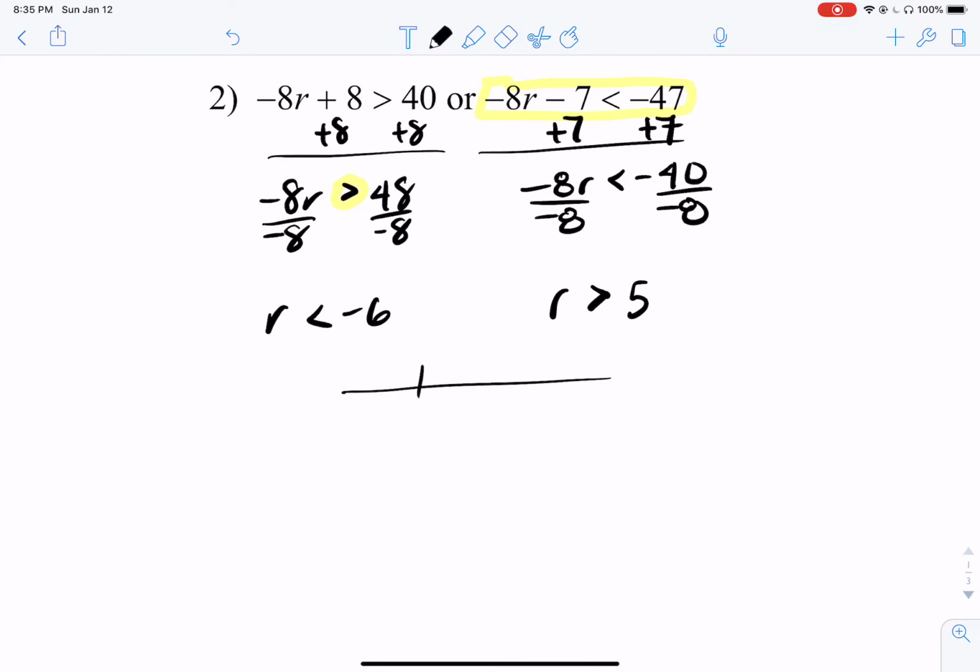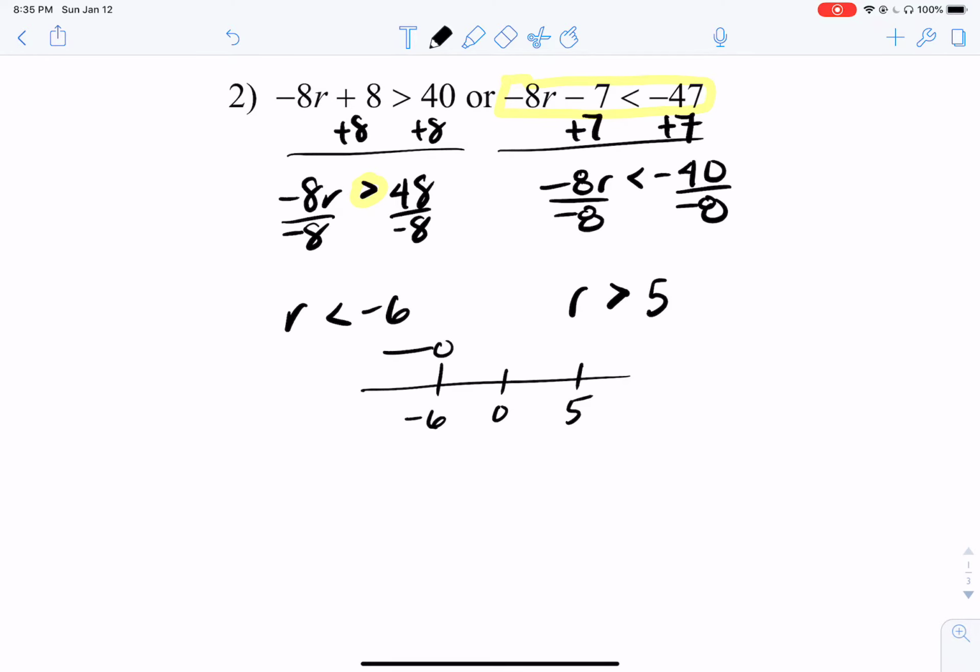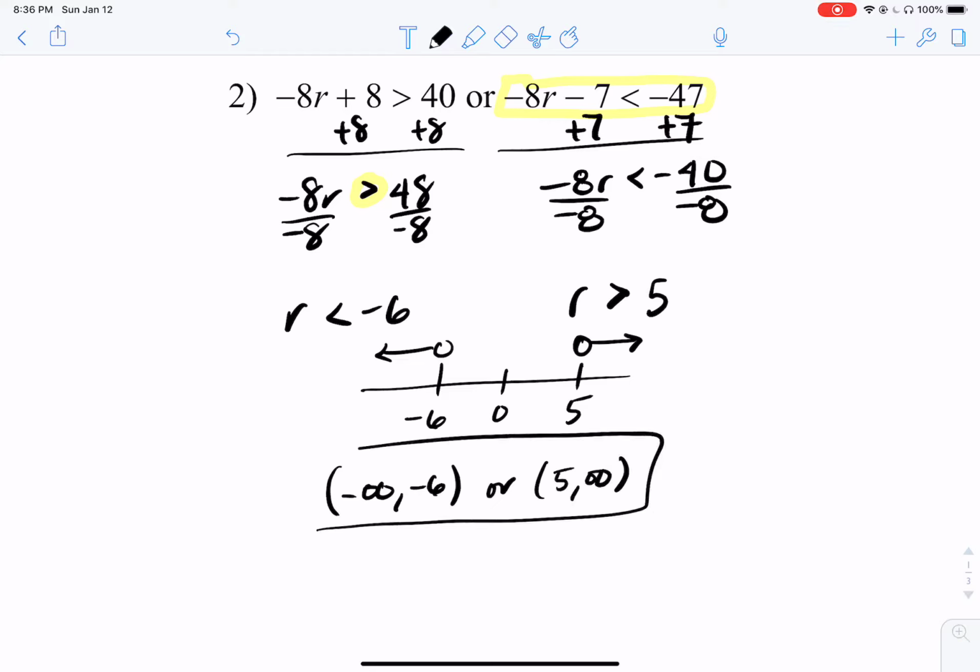So negative 6, 0, 5 right there. Again, I'm not drawing this number line to scale, okay? Because there's no equal sign, there would be an open circle, and all the numbers to the left, less than negative 6, then an open circle on 5, and all the numbers greater than 5. So as an interval, we will go from negative infinity to negative 6 with parentheses around both of them, and then from positive 5 all the way to infinity, again using parentheses. So that would be the solution.